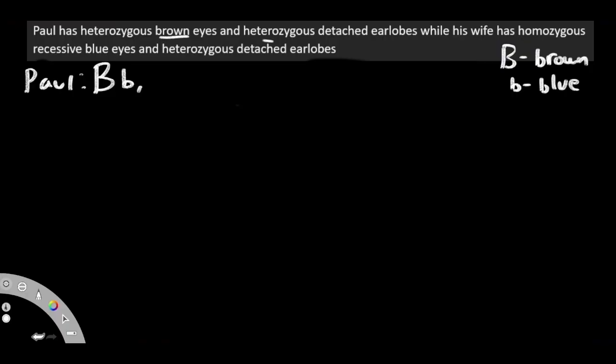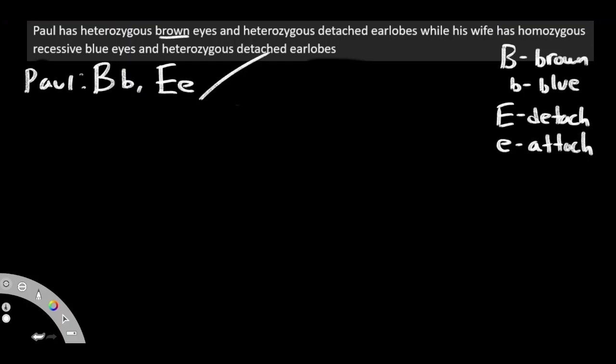But what else? He has heterozygous detached earlobes. Detached earlobes are more common, more dominant, so we'll put detached. Whereas the attached earlobes are a small e, so they're recessive. Paul is heterozygous here as well, so we'll have a capital letter and a lowercase letter. So we can put big E, small e.